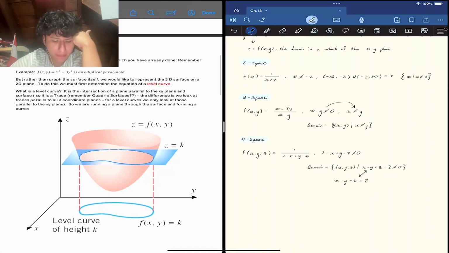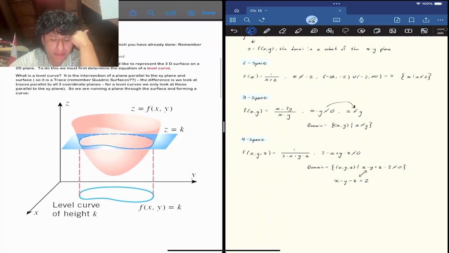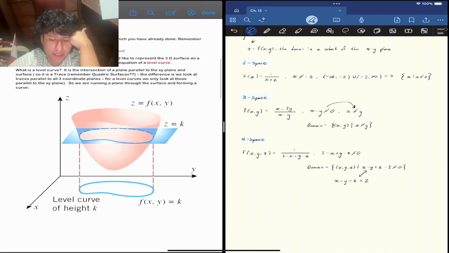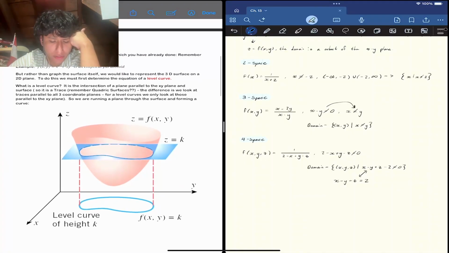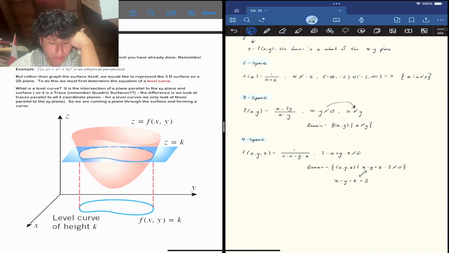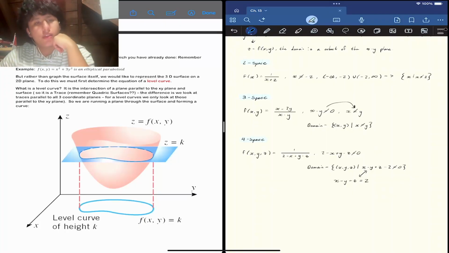Rather than graph the surface itself, we would like to represent the 3D surface on a 2D plane. To do this, we must determine the equation of a level curve. What is a level curve?